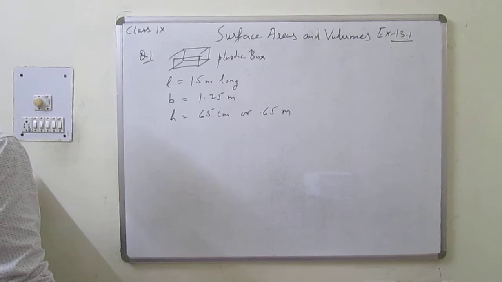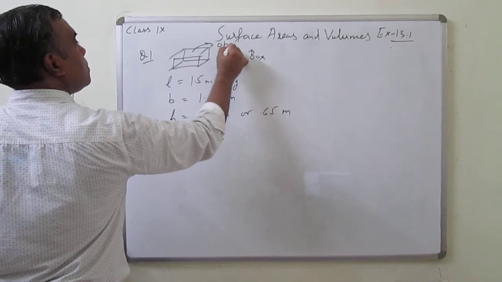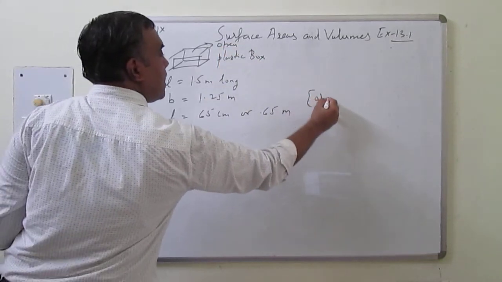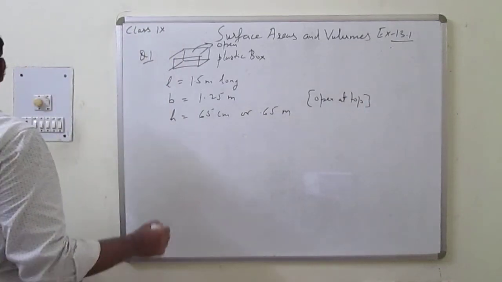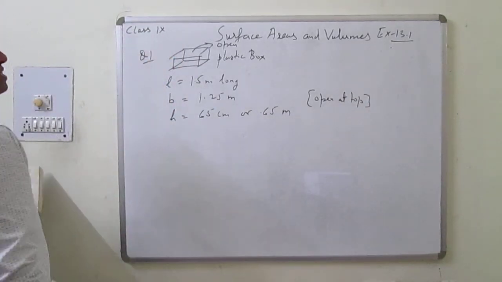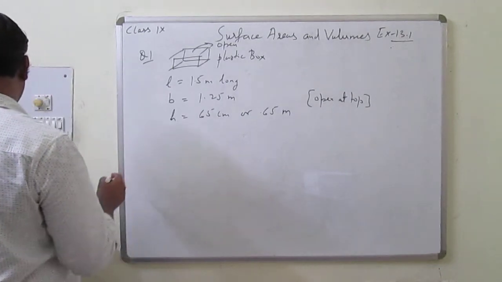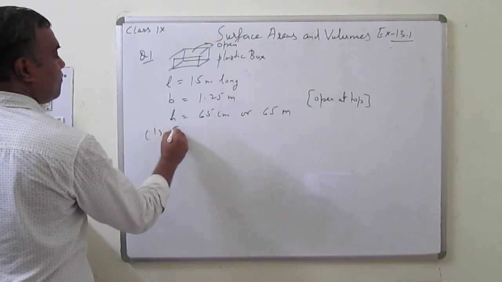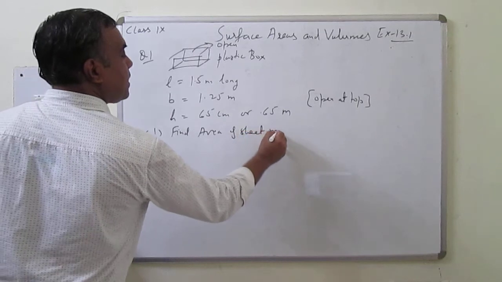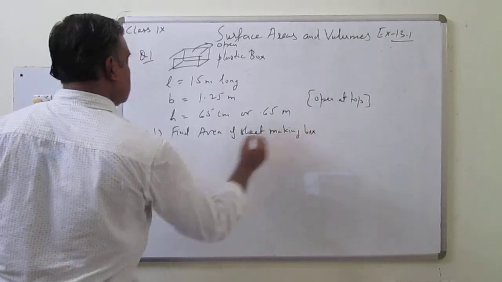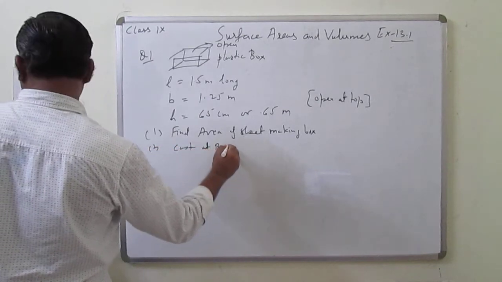It is open at the top. Given open at top. Ignoring the thickness of plastic. We ignore the thickness of plastic. Determine the area of sheet for making the box. Find the area of sheet for making the box. Second, you have to find the cost in rupees.